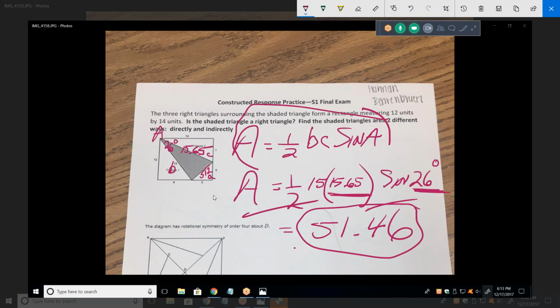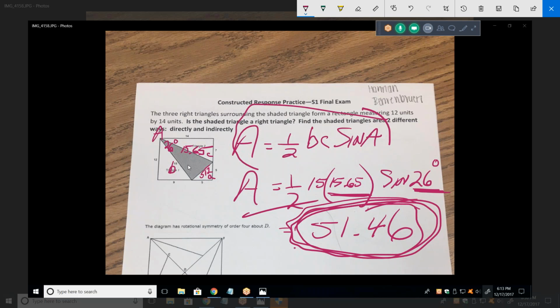You sure the first answer was 52.5 and not 51.5? I seem to remember it was 51.5. Round off error, more than a point. Yeah, because if I do the same one again, I got 52.5. The 26 degrees was right. I think it was the 15.65 that messed us up. But anyway, that's one direct method.